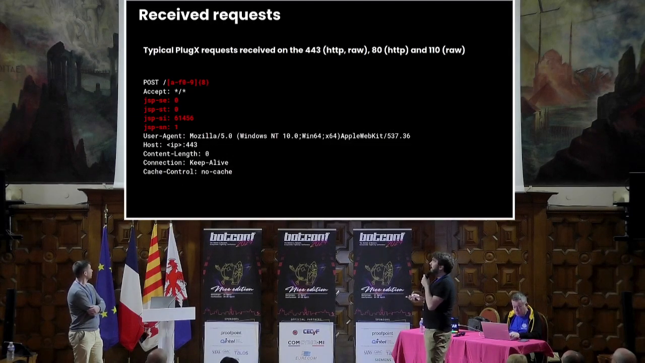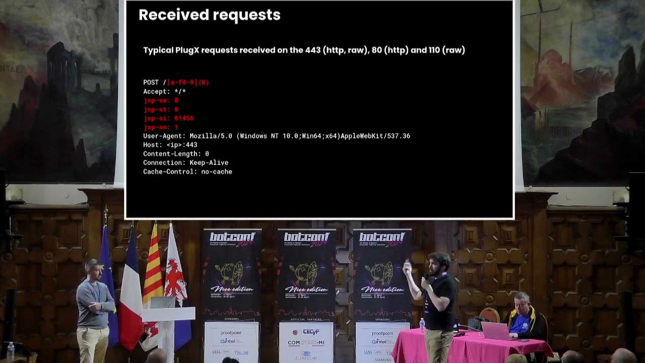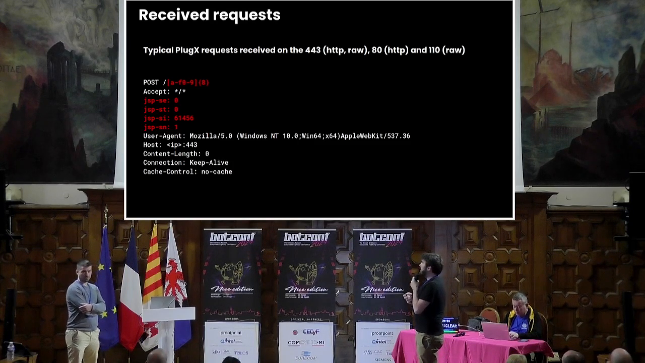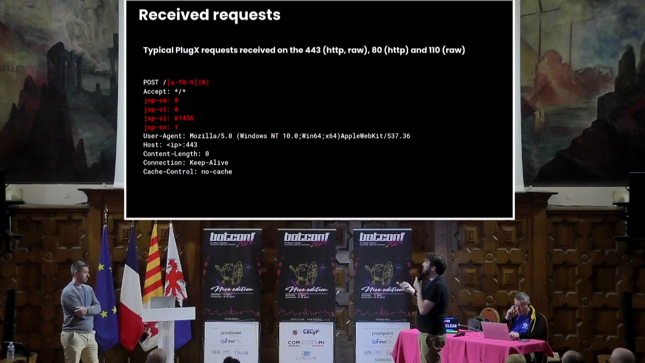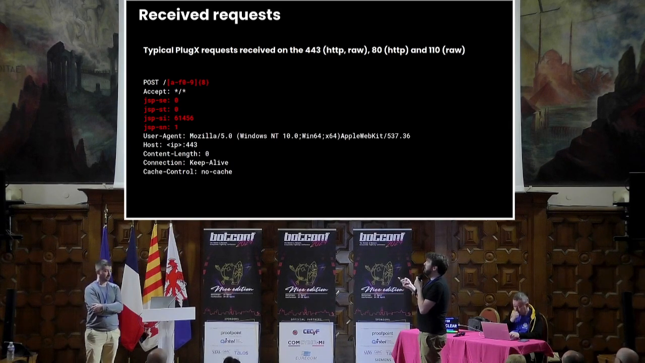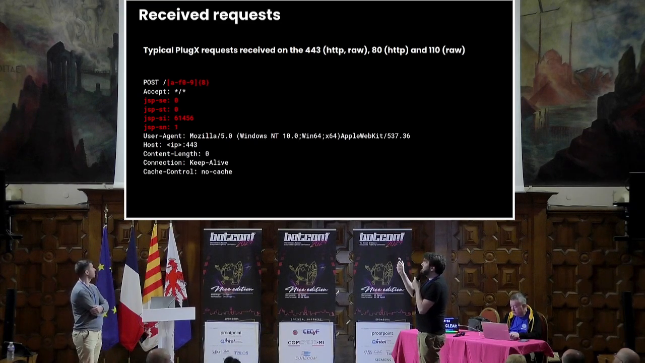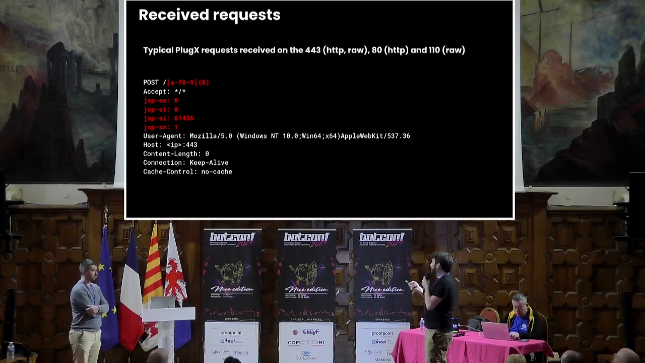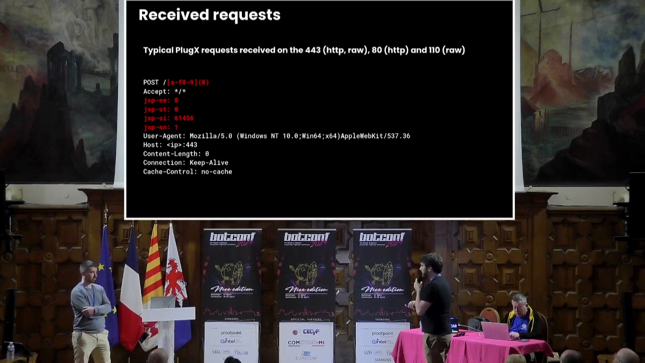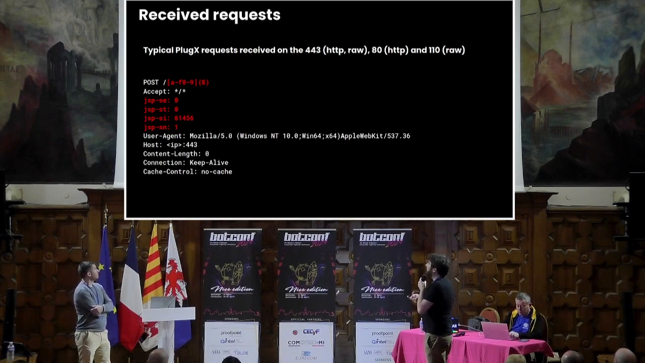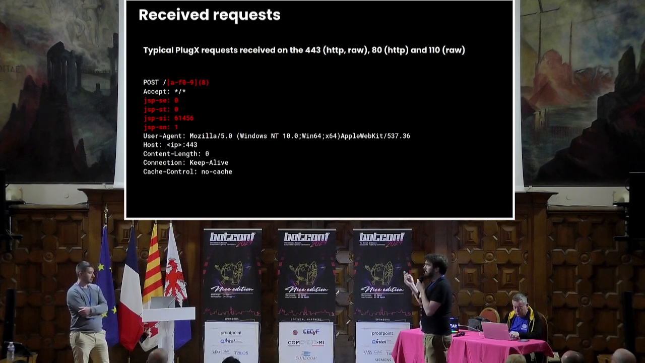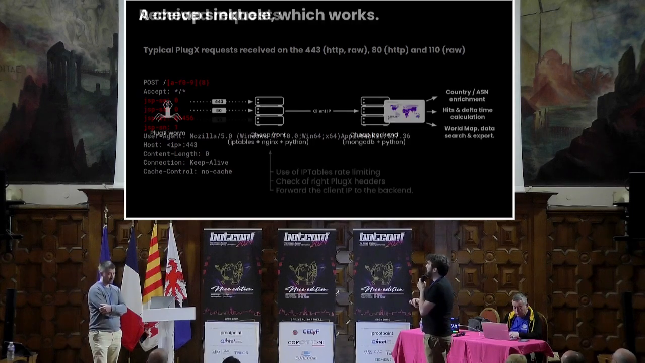So those requests were typical for PlugX. For those who don't know how to recognize HTTP requests from PlugX, there are four headers which are typical. The key can change, but the values for beaconing do not change. It's quite typical; from 15 years ago, it was the same. It beacons on different ports with different protocols, but the interesting one for us is HTTP.